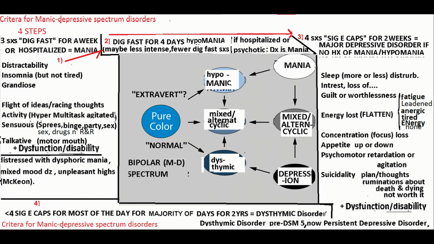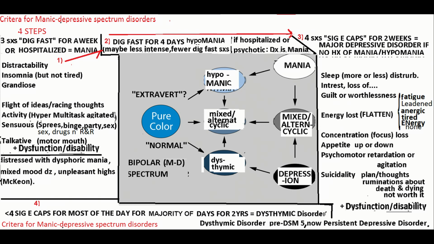Up in the upper right-hand corner, there's number 3. There are 4 symptoms of these SIG E CAPS for 2 weeks. This is depressive syndrome, basically, and a mood disorder has to last more than just a day or something like that. It's usually extended, and of course the time criteria for this is 2 weeks. So you've got to have 4 of these symptoms for a major depressive disorder diagnosis, and no history of mania or hypomania in unipolar depression.